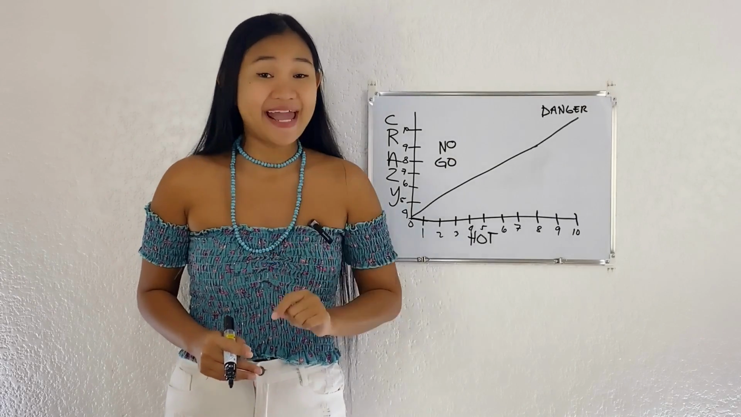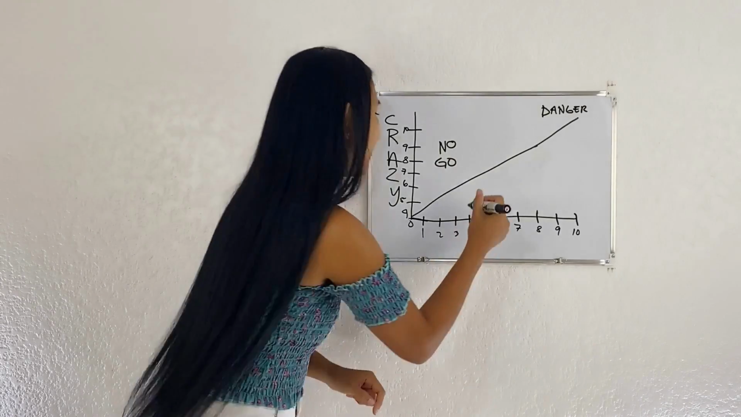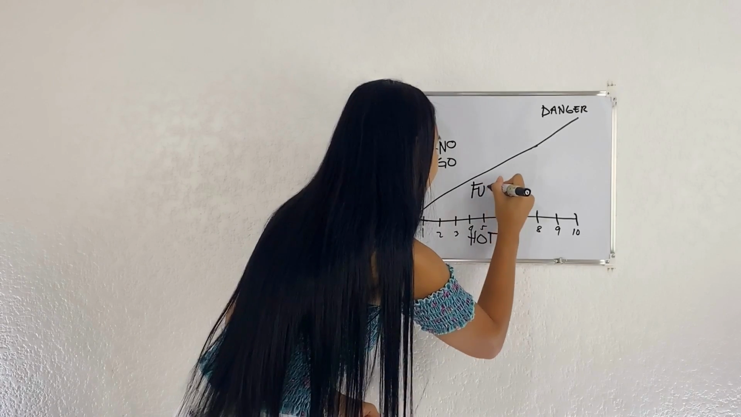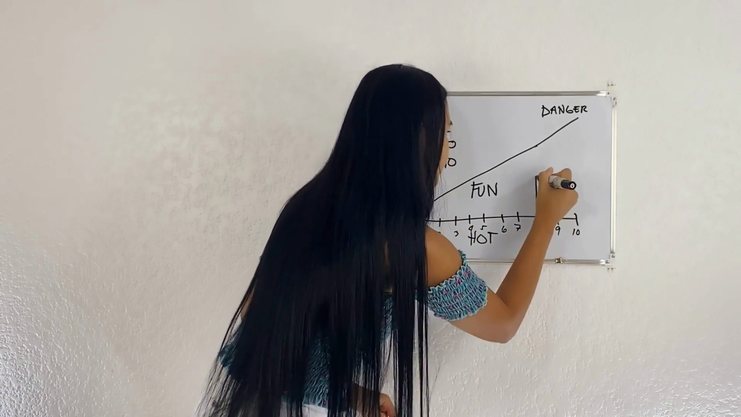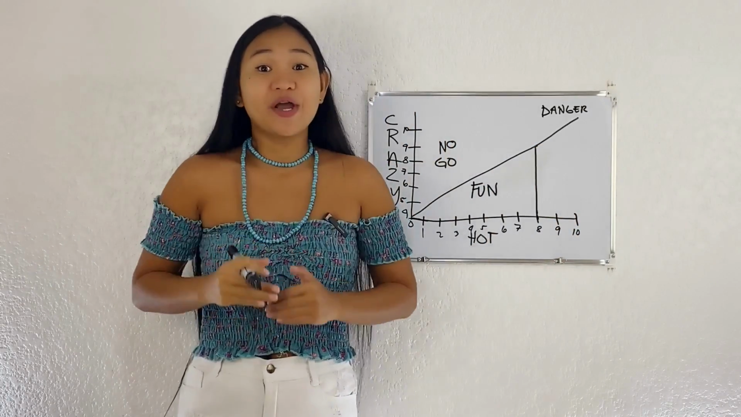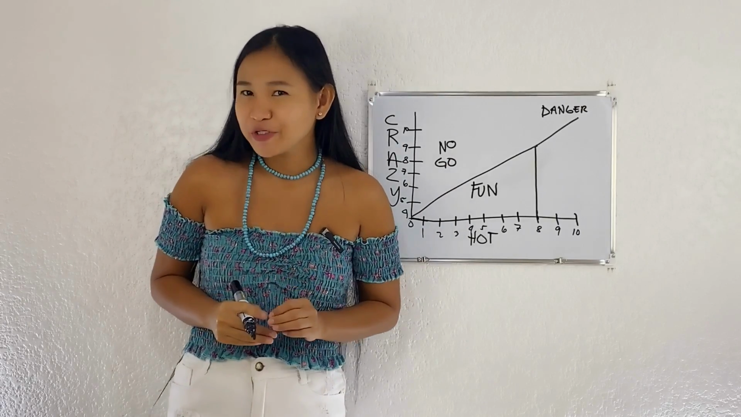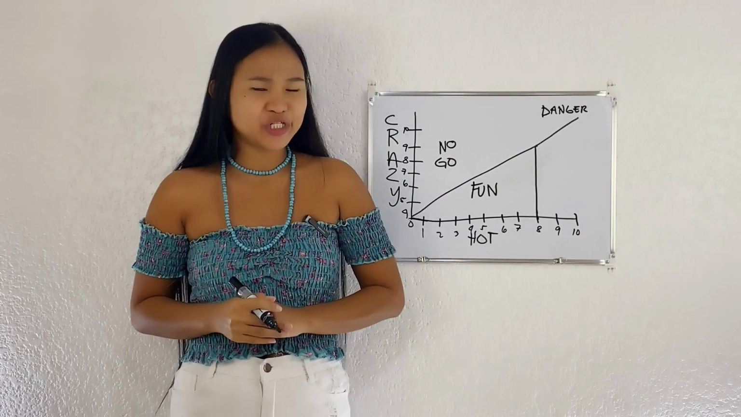From a 1 to an 8 hot is your fun zone. Fun zone. This is where you enjoy their company and have a good time, but be honest about your intentions.